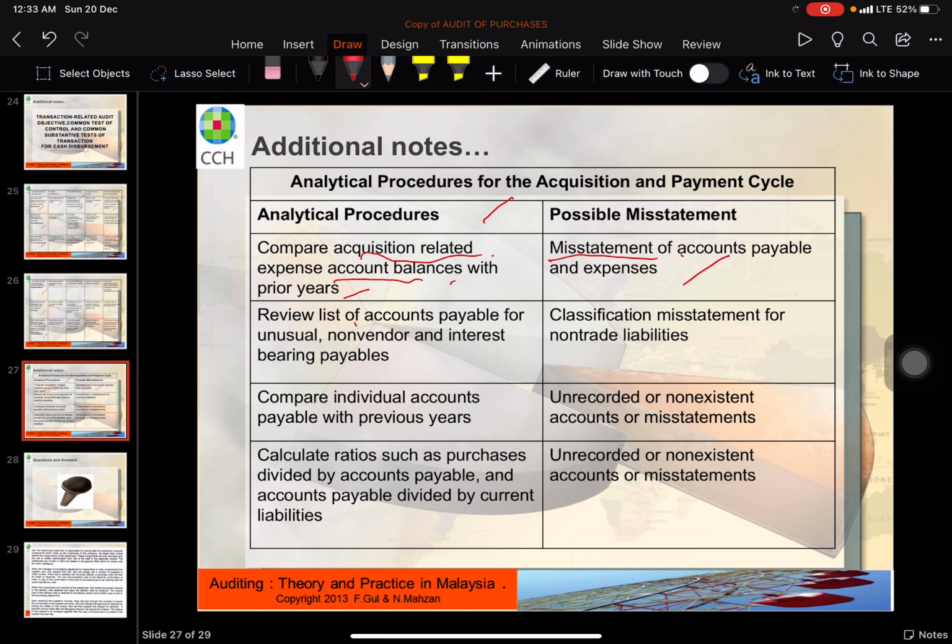So what you have to do is review accounts payable for unusual transactions, non-vendor and interest-bearing payables. So there is classification misstatement for non-trade liabilities. Compare individual accounts with the previous year. Is there any unrecorded or non-existent account? And then we have to see the ratios also for the purchases to accounts payable. So this is to see unrecorded or non-existent accounts or misstatement. Alright, that's all. Thank you.